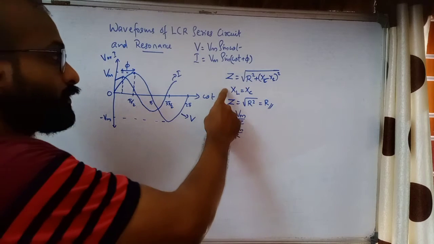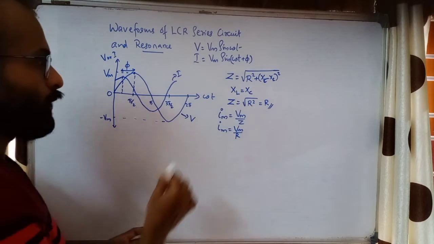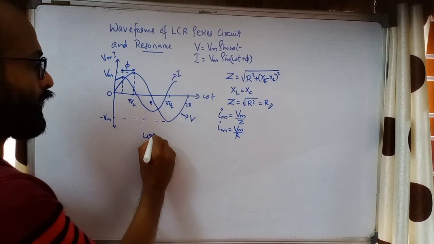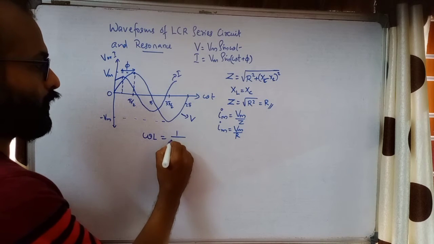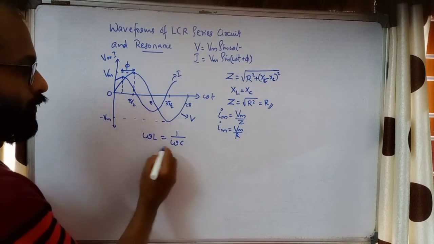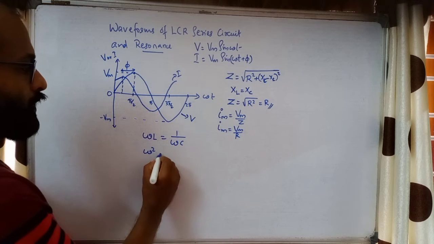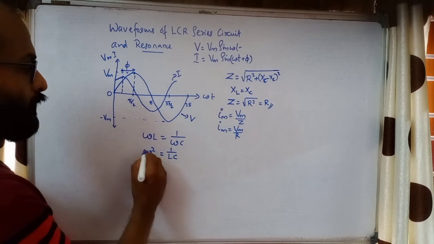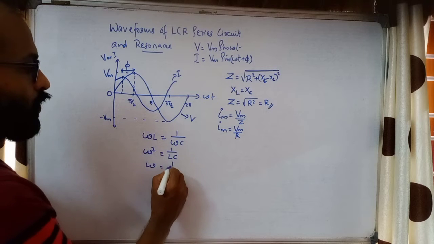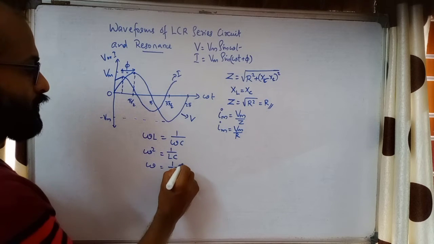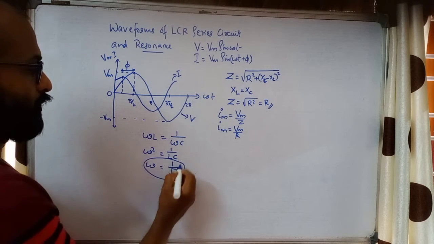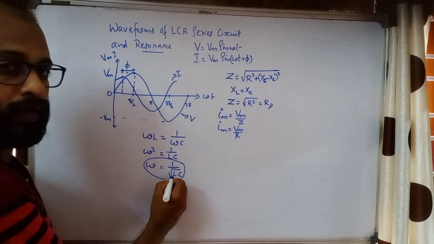Now we will see the equation for the frequency. XL is equal to XC. What is meant by XL? XL is equal to omega L. XC is equal to 1 by omega C. We can find out the frequency. Cross multiplying, omega square is equal to 1 by LC, and omega is equal to root of 1 by LC. This is a natural frequency for a particular value of L and C.